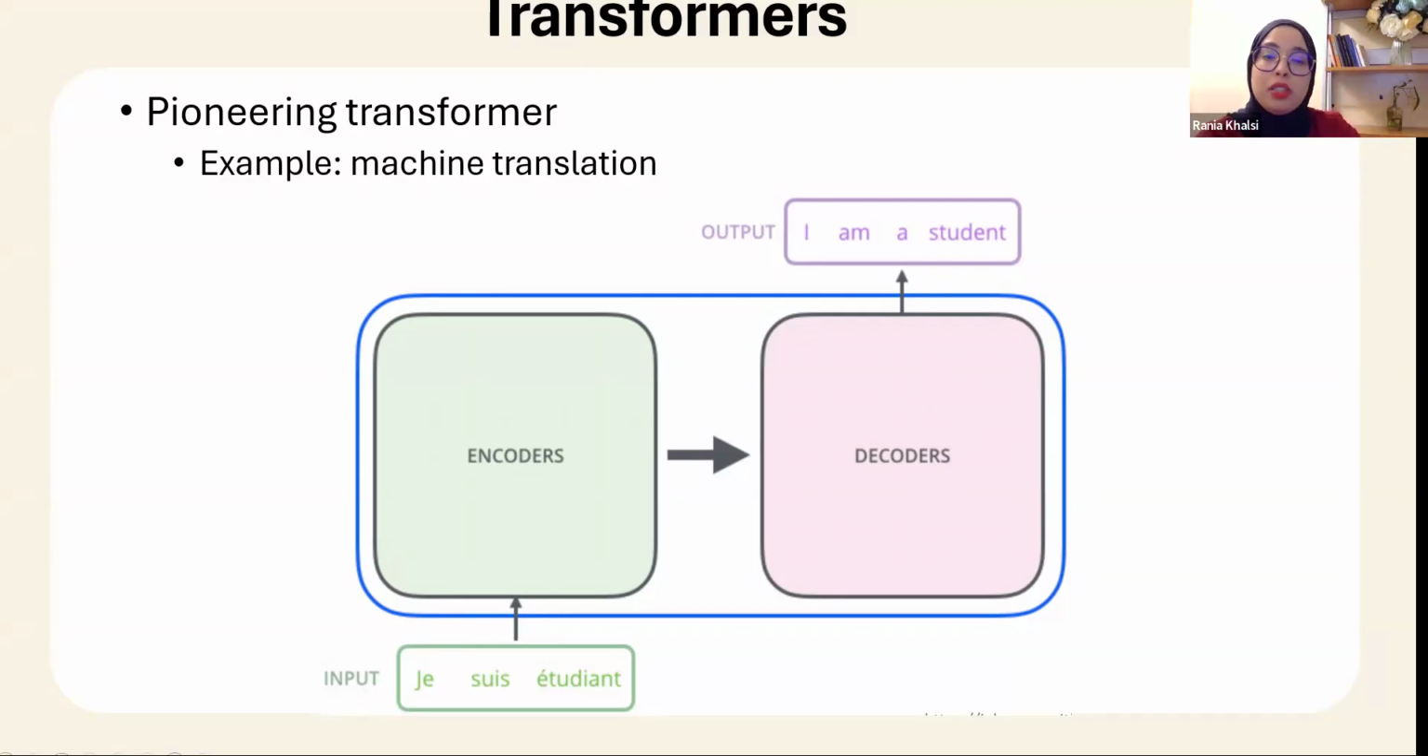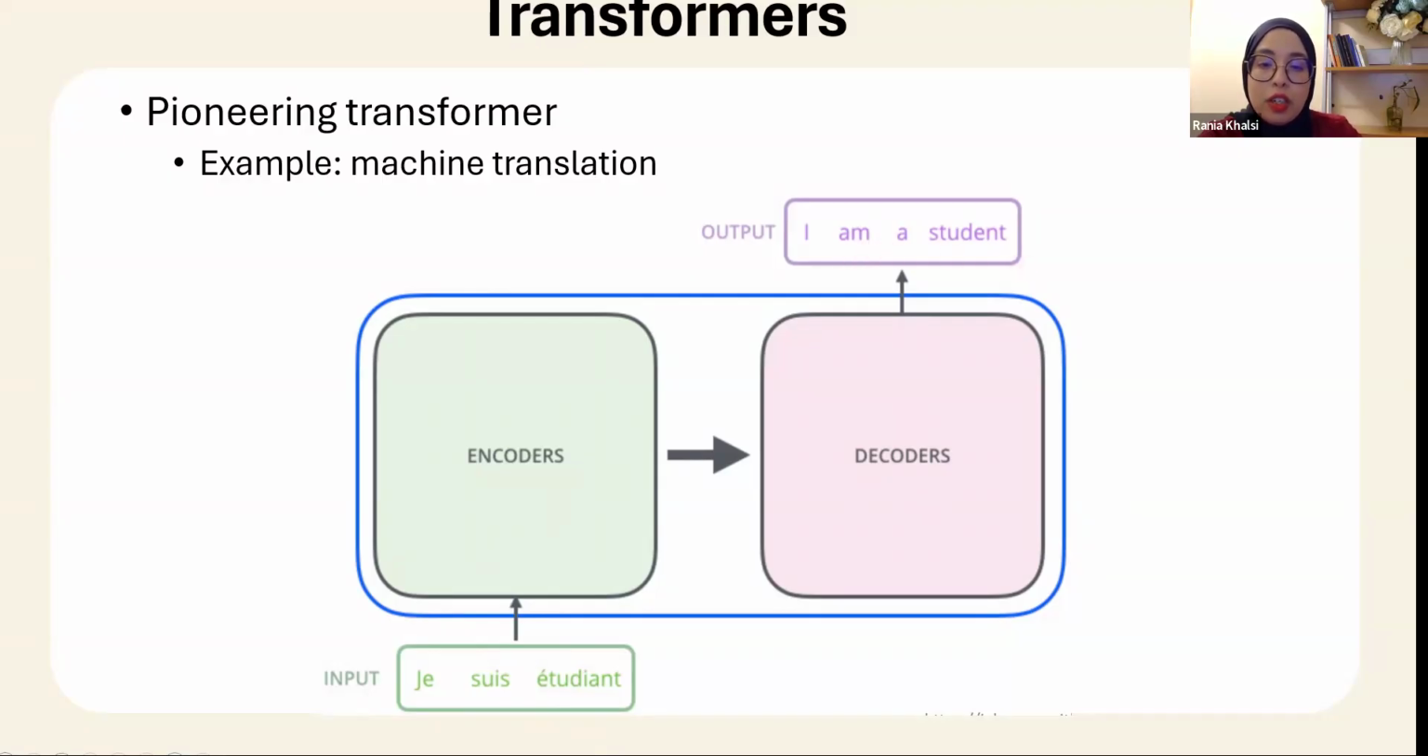So thank you very much. Now let's look at the very first use case that made transformers famous, okay? Especially machine translation. So in the pioneering transformer model, we have mainly two components. We have the encoder, which processes the input sentence, like "je suis étudiant" here, and then we have the decoder, which generates the output, in this case "I am a student."